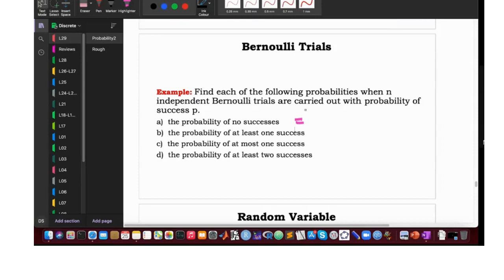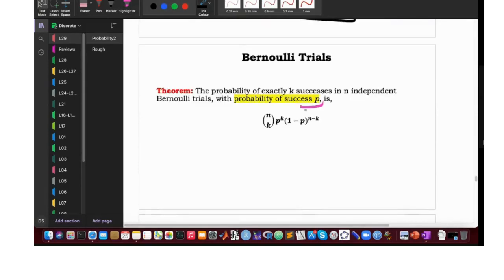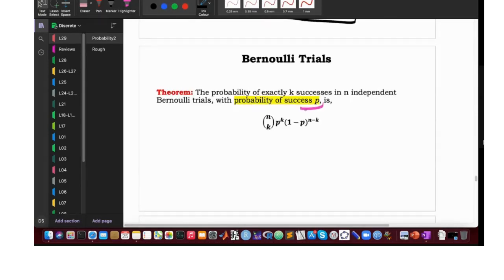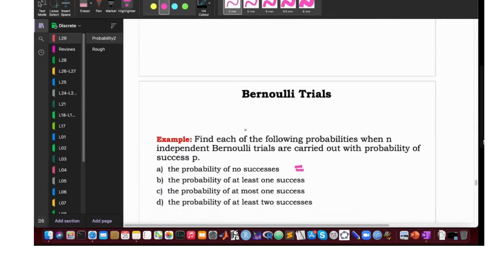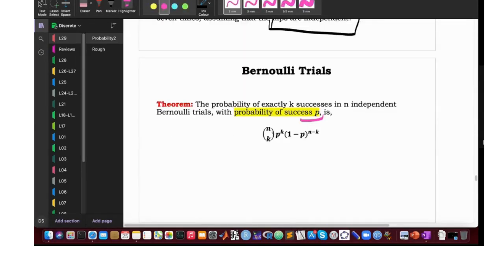I don't know. So remember the formula. This is the formula for k successes. So n choose 0, right? Just put the values there. Okay, we'll see what happens. p to the power 0 and 1 minus p to the power n, right?